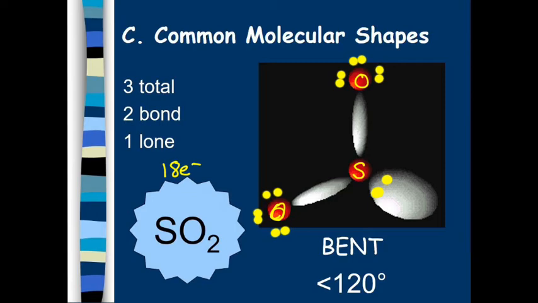For this one, we would have to take away one of those pairs and form a double bond. So when I look around the central atom, there are 2 bonded pair because we treat the double bond like a single bond. So 2 bonded pairs and then that 1 lone pair give you the bent shape.